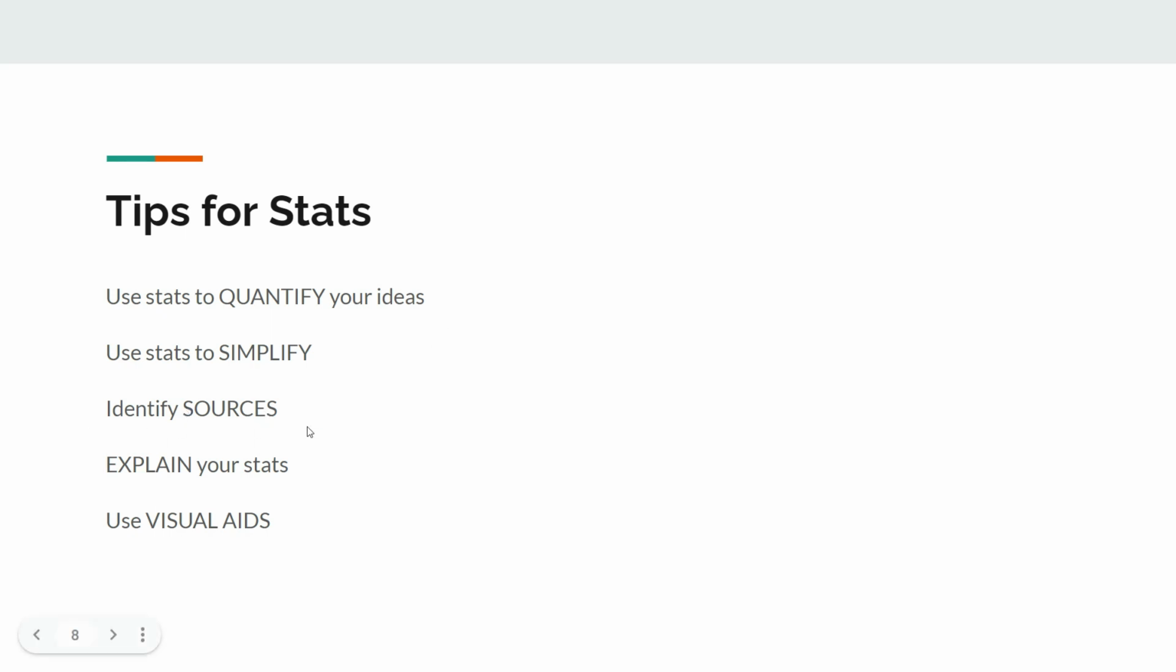When we use stats, we always want to identify our sources, where did this come from, and explain what the statistic means. Never, ever, ever in your speech should you just say a number and then not contextualize it. Don't just tell us, there are 11 million community colleges in the United States. Anyway, moving on with life, right? You have to tell us why that's critical, contextualize it in some way.